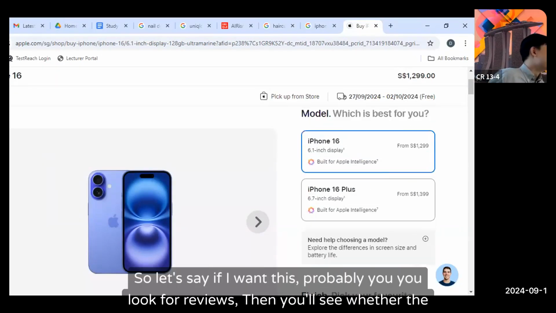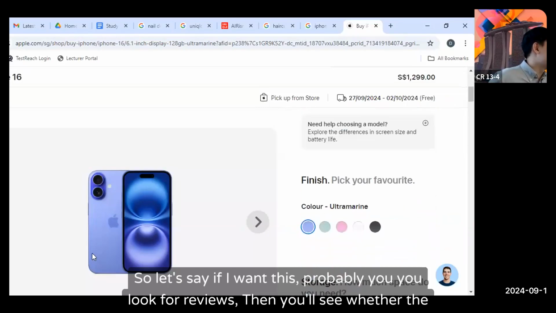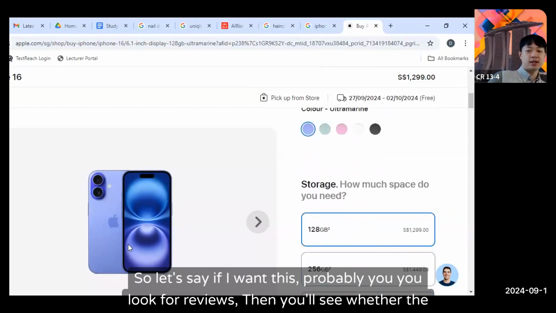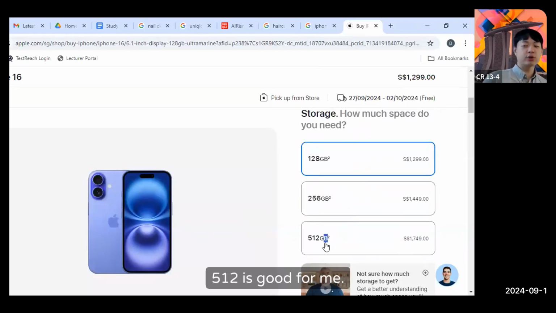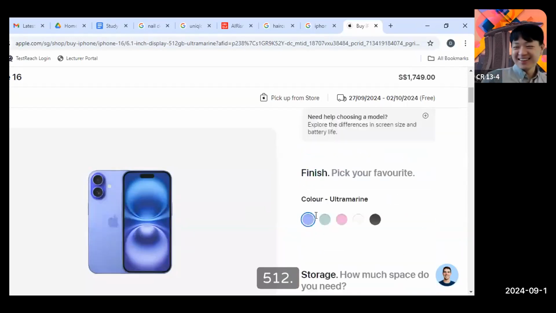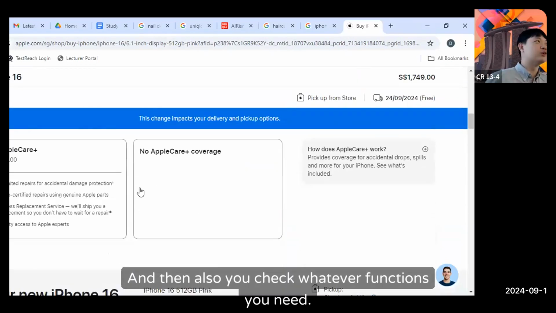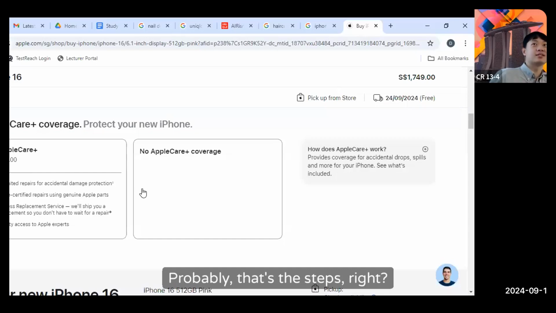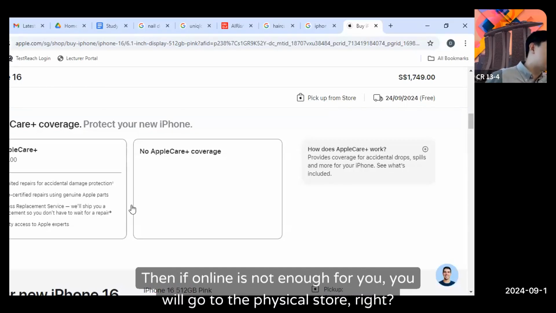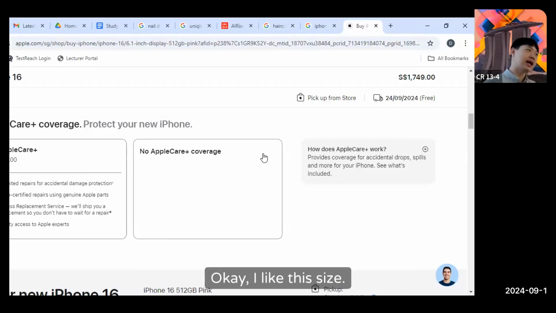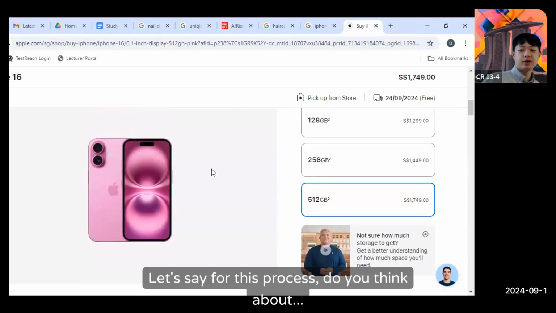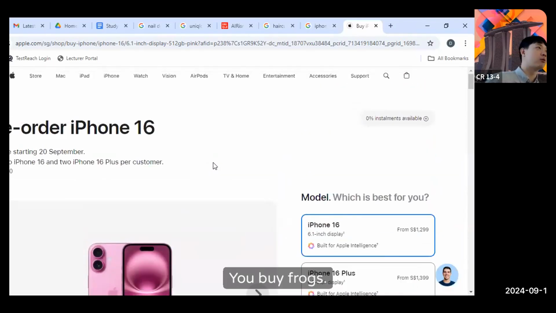So let's say I can wait anytime. If I want this, probably you look for reviews, then you see whether the size is good for you. 512 is good for me. Then you choose the color, any color. And then you also check whatever functions you need. Probably those are the steps. Then if online is not enough for you, you go to the physical store and check, play around. I like this size, I like the way it looks, I'll get it.